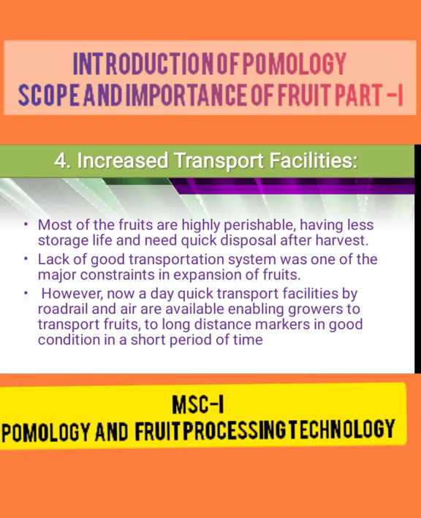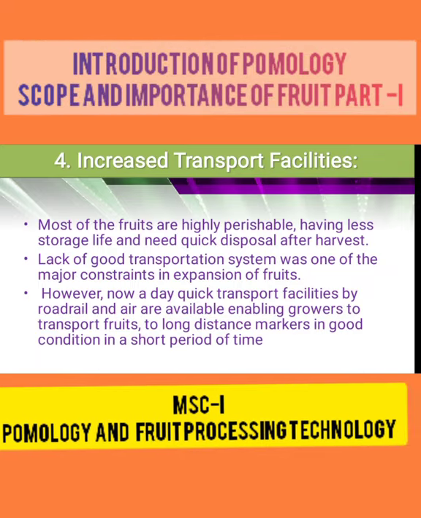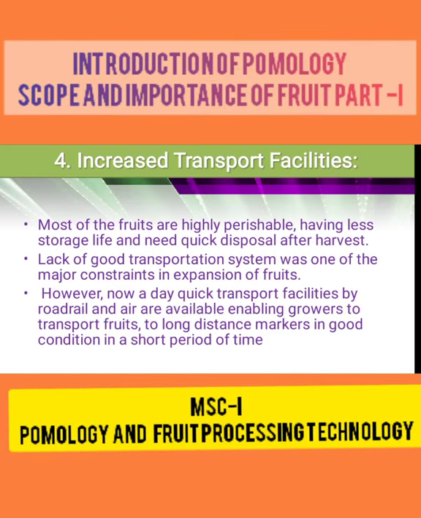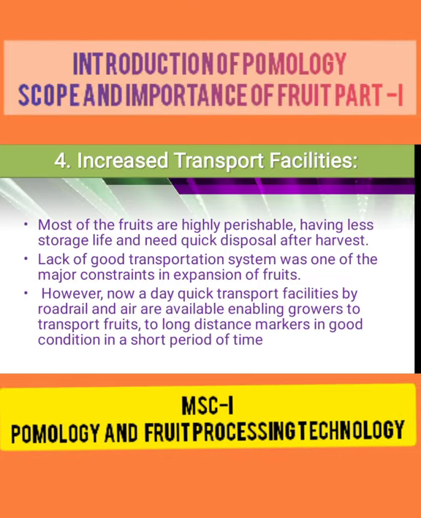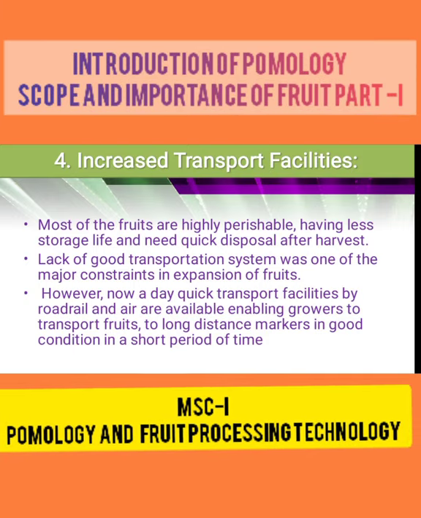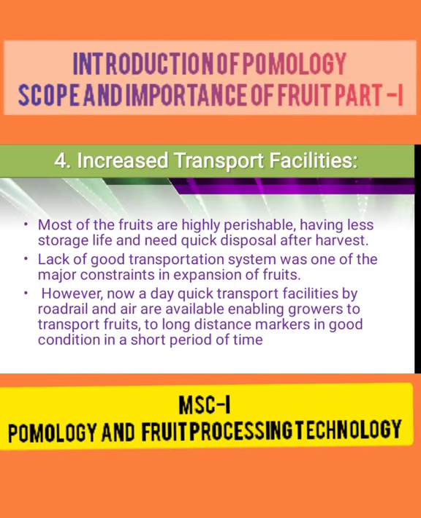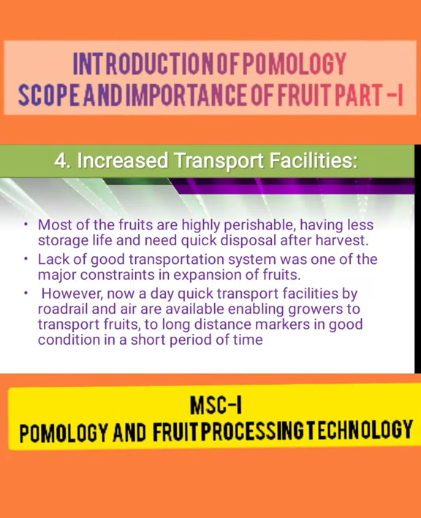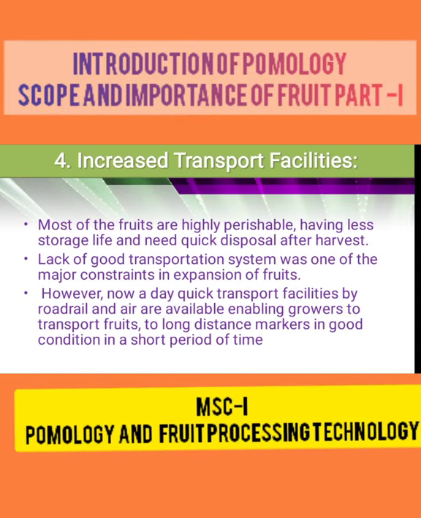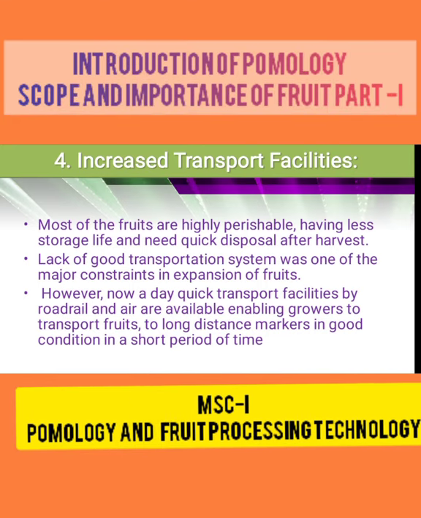Lack of a good transport system was one of the major obstacles to the expansion of fruit cultivation. Previously there was no transport system, so the grower did not get a proper benefit, and the grower had the alternative of producing another crop. But nowadays transport facilities are available: transport by rail, by road, and by sea. Through these we can get a proper market for fruit products, and the grower benefits. So there is scope for a career in cultivating fruit crops over long distances in a short time.